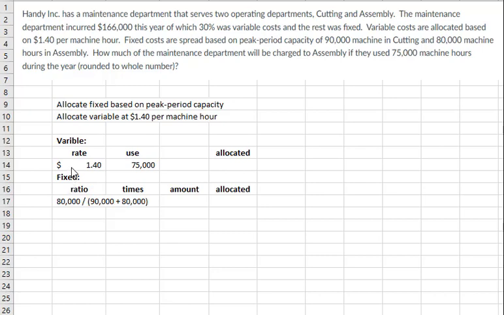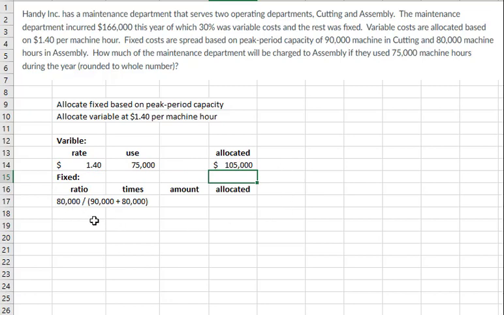And then their policy is $1.40 per machine hour, and they used 75,000 machine hours in assembly. All right. So they're going to get an amount allocated to them for that. So they're going to get $1.40 for each of those machine hours. It's going to be allocated to assembly.